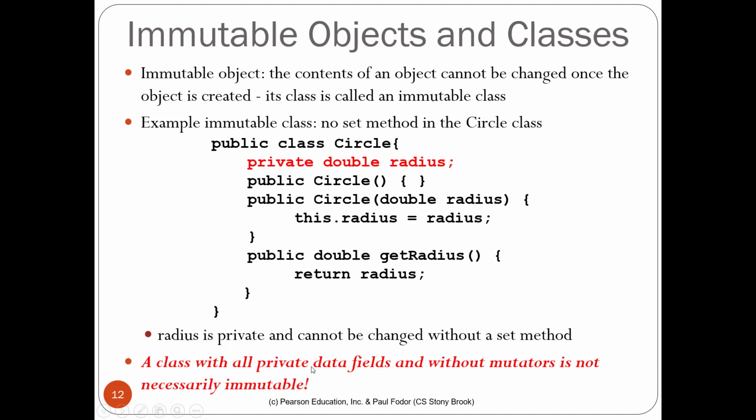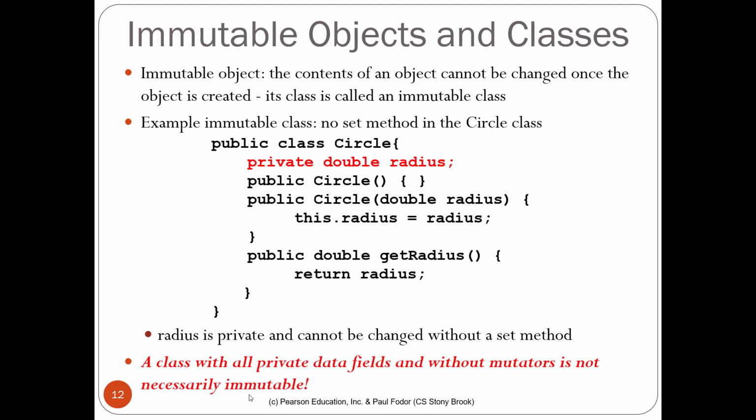Now a class with all private data fields and without mutators is not necessarily immutable. This is the important point. Okay, so from what I have explained to you till now, and probably what you could also think, an object would be called immutable if it is defined from a class where we do not have any public or package-private data fields. All the data fields are private and there's no setter. So that's what you have learned, and that's what I explained to you till now.